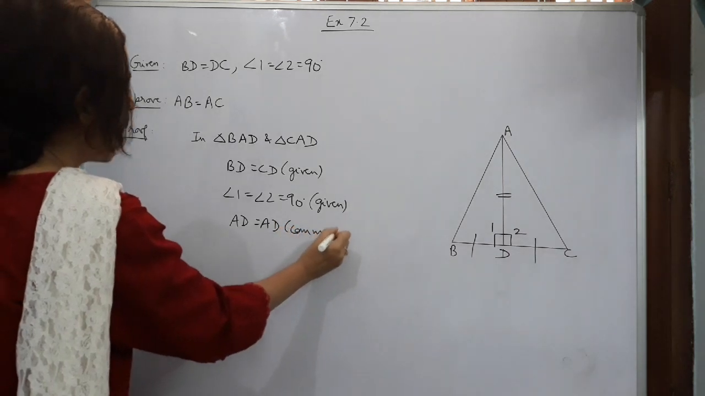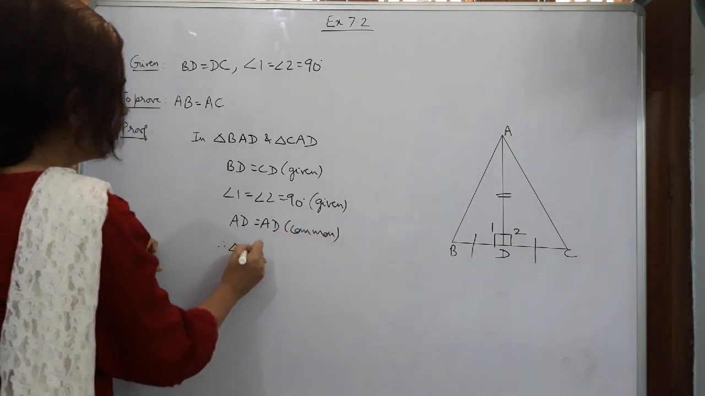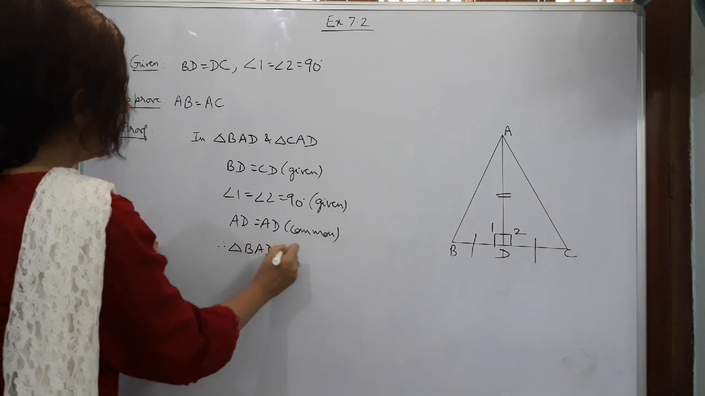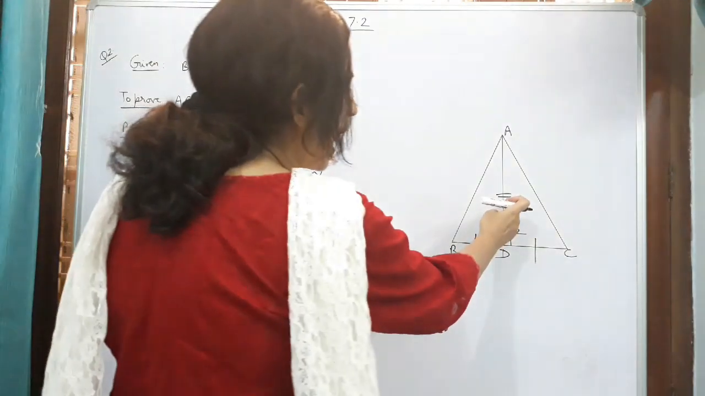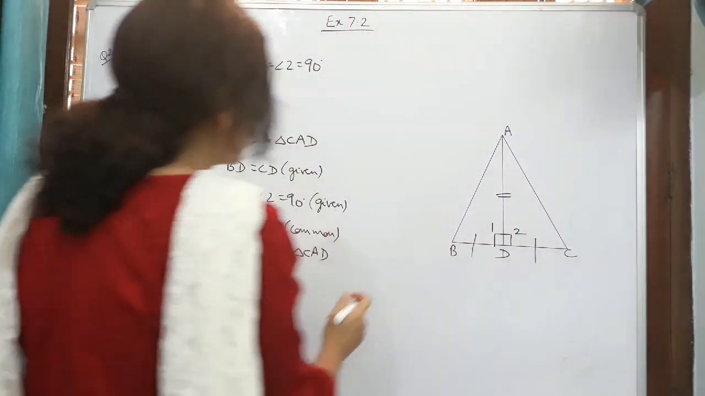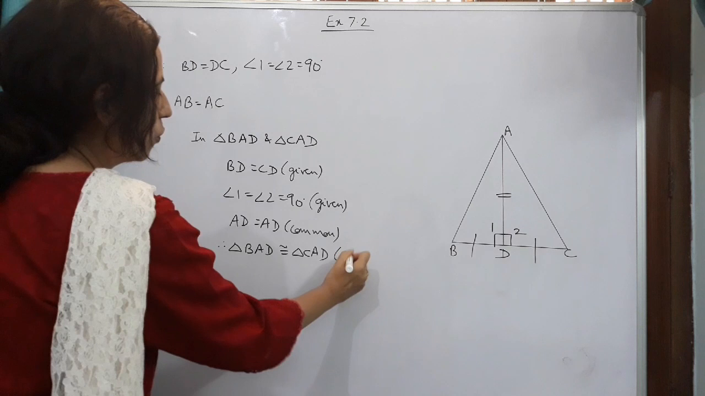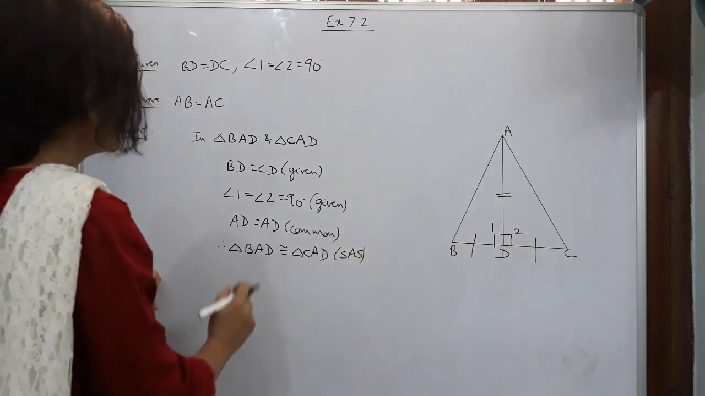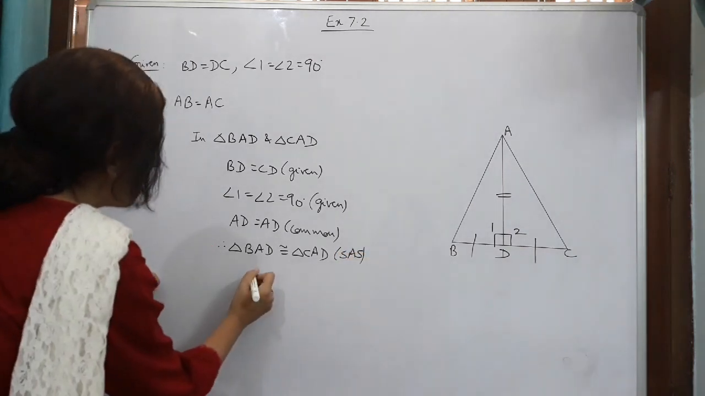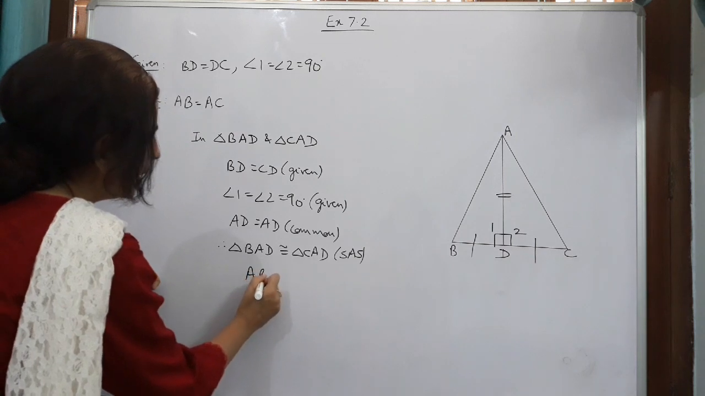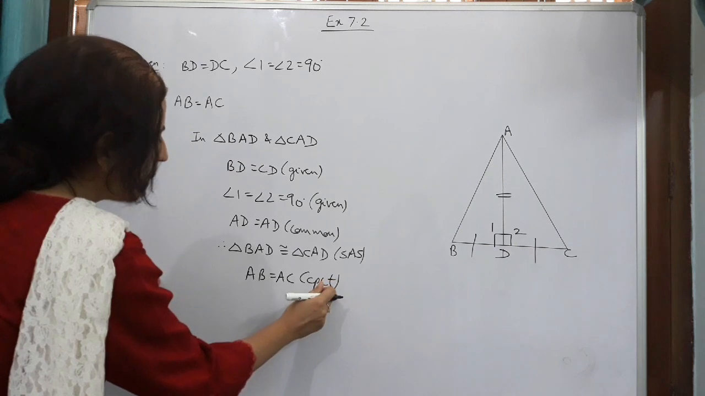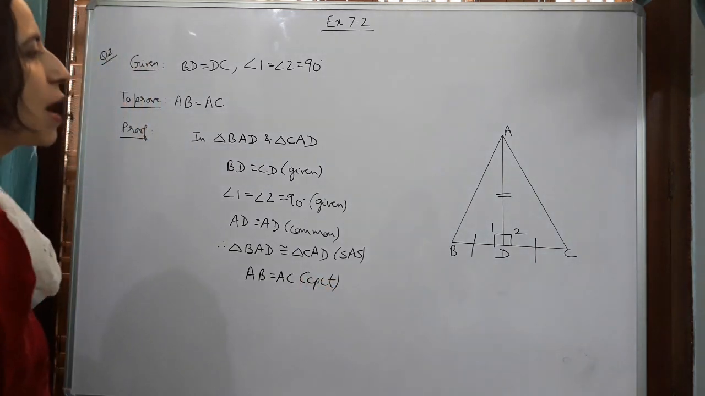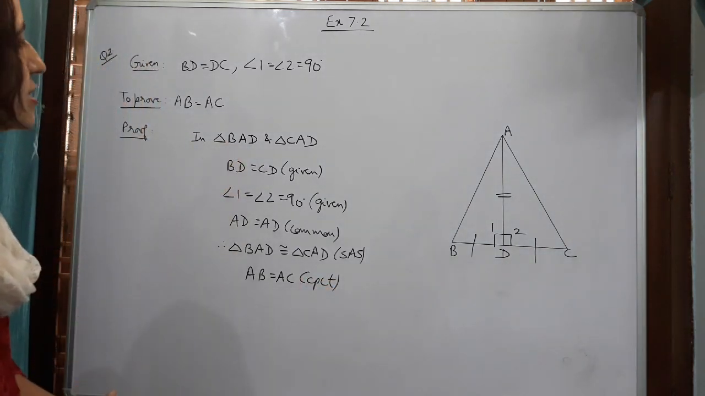So the two triangles would be congruent. Triangle BAD would be congruent to triangle CAD by SAS criteria of congruence. And if the triangles are congruent, then definitely by CPCT we obtain that AB is equal to AC. This is what we obtain by CPCT, that is, triangle ABC is an isosceles triangle.